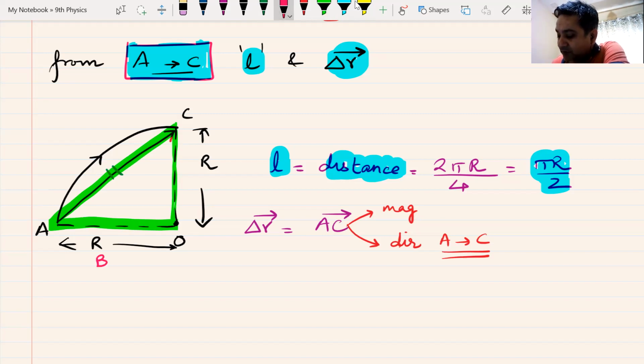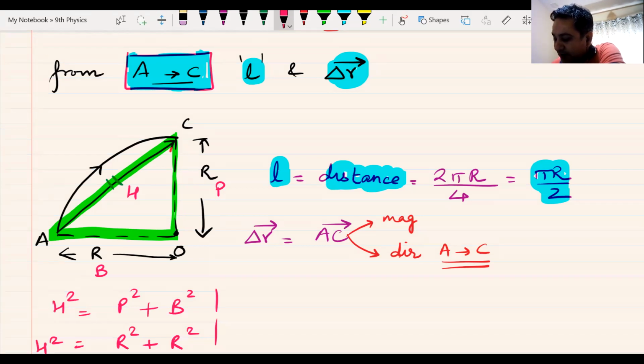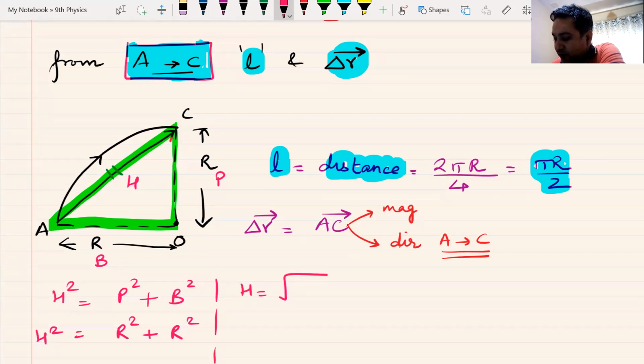This becomes your base. This becomes your perpendicular. And this becomes your hypotenuse. Everyone knows that hypotenuse square is perpendicular square plus base square. Perpendicular is r, so this is r square plus r square is hypotenuse square. And move ahead. So I write hypotenuse as under root of 2r square. R square plus r square becomes 2r square. Kaushiki, are you following me?